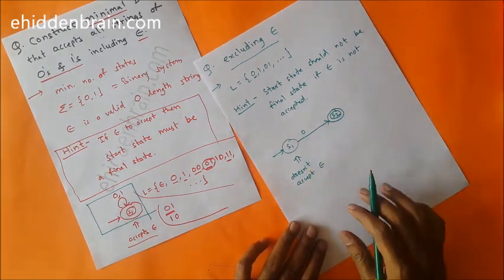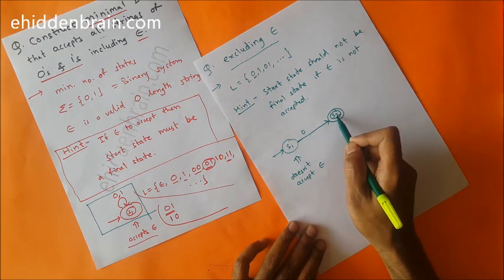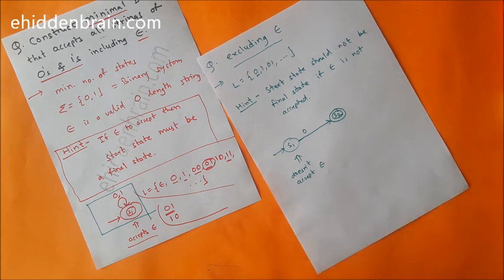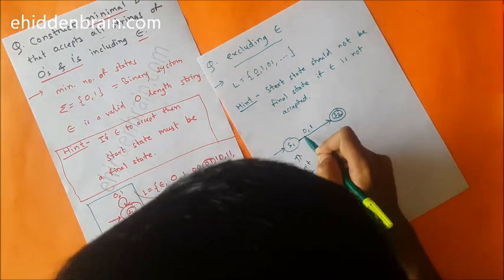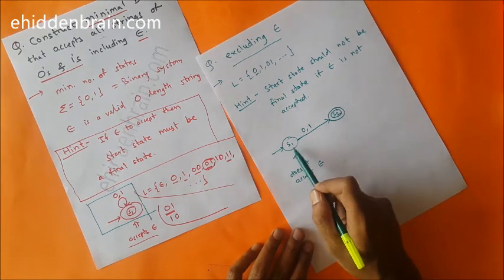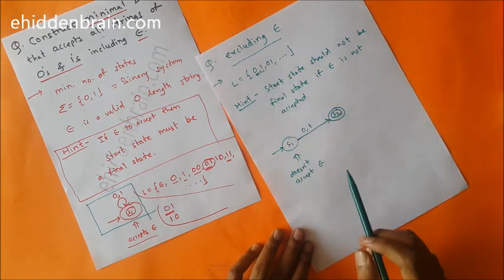It means 0 is accepted here, because by reading 0 on S1 I am going to the final state. Now what about 1? Am I able to accept only 1? Yes, you can say comma 1. It means I can accept either 0 or 1. So yes, 0 or 1 is accepted.